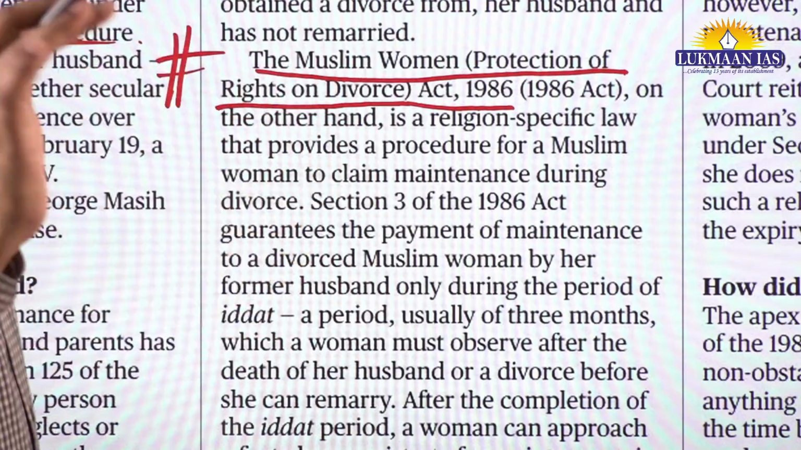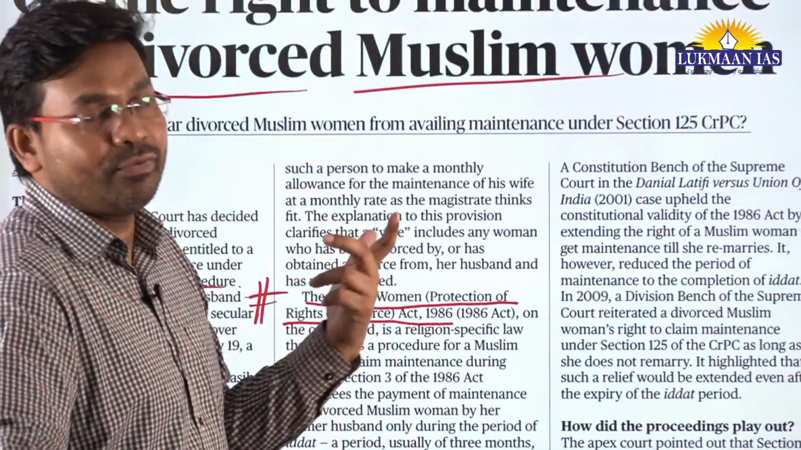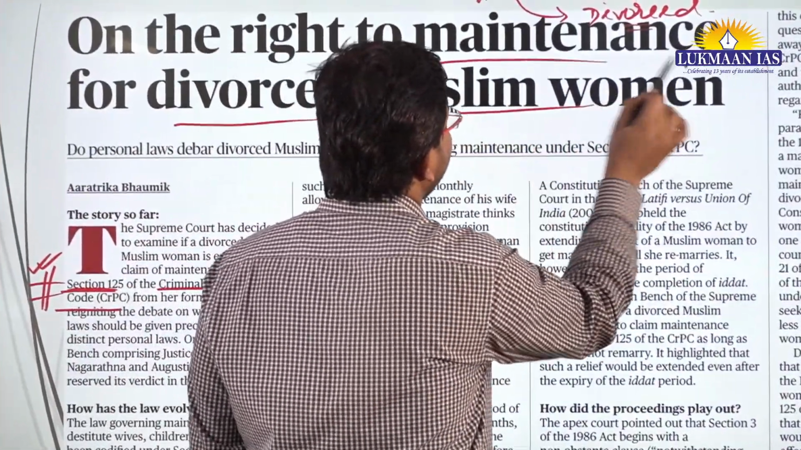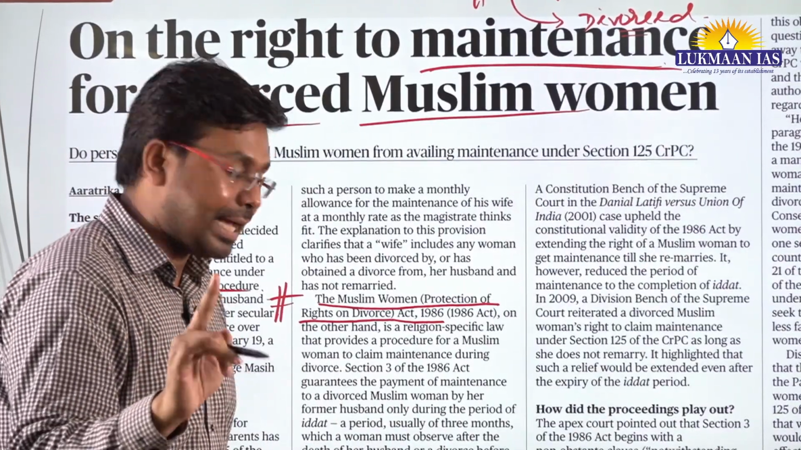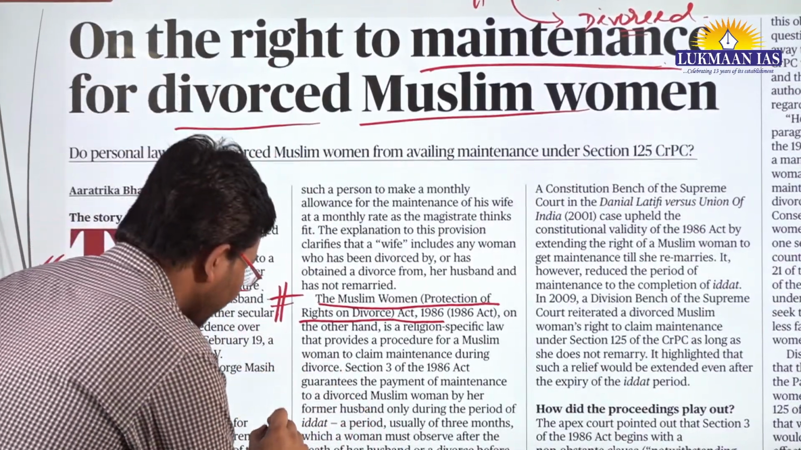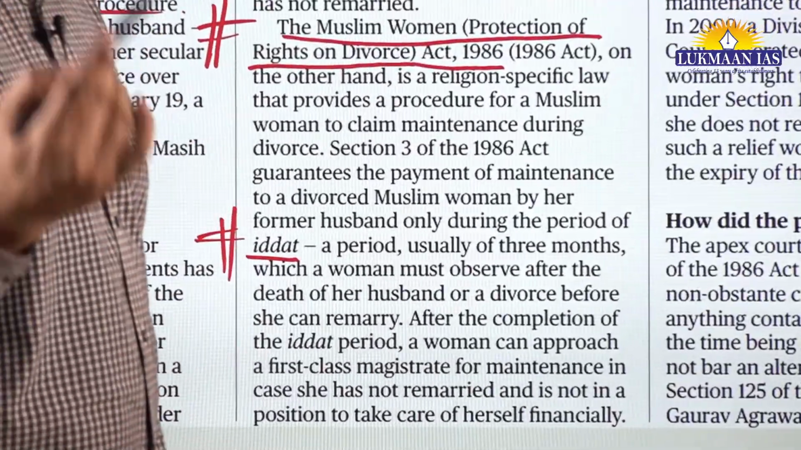When we talk about this particular act, it puts a condition on the maintenance that a divorced wife will be getting from her husband, and that condition is known as iddat. Okay, what is that condition? It is known as iddat. So what is iddat?